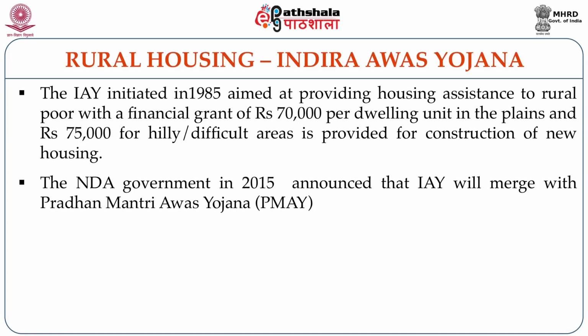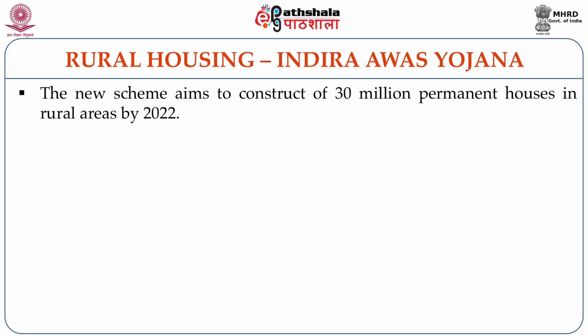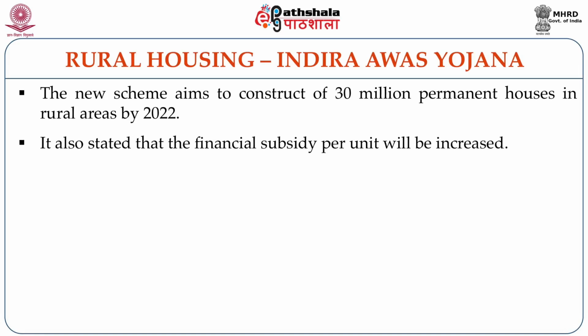In 2005, the government in place announced that the IAY will be merged with the Pradhan Mantri Awas Yojana. The new scheme aims to construct 30 million permanent houses in rural areas by 2022. It also states that the financial subsidy per unit will be increased.